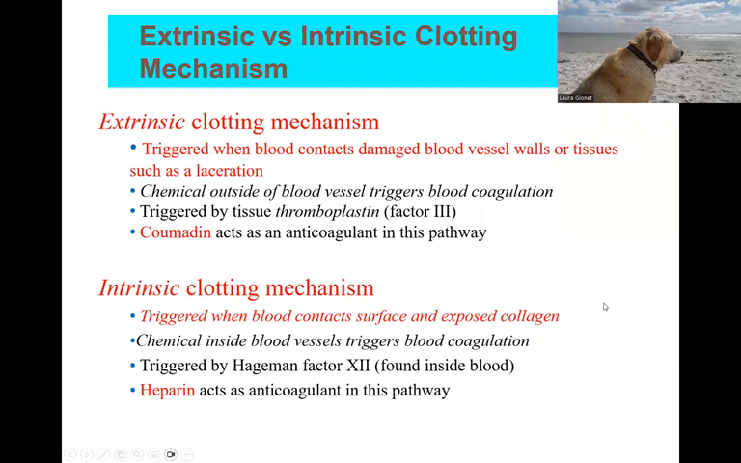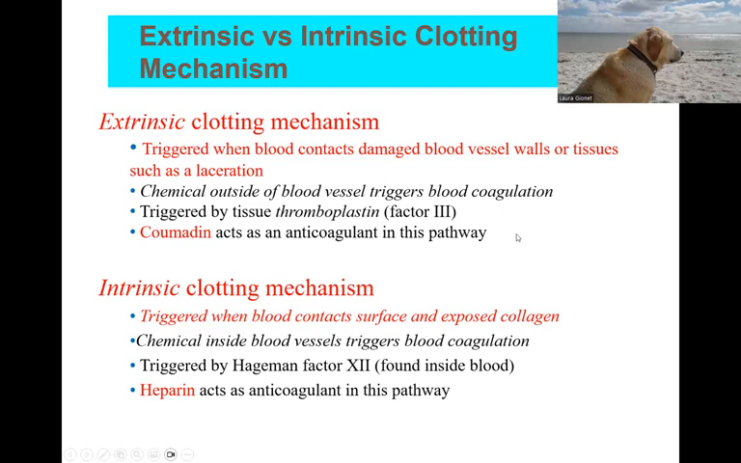The extrinsic clotting mechanism is triggered when blood comes in contact with a damaged blood vessel wall or tissue, such as a laceration. The endothelium is the inner layer of a blood vessel, and somehow that has become injured. An easy way to think of it is, let's say you just cut yourself with a paper cut and you start to bleed a little bit. Okay.